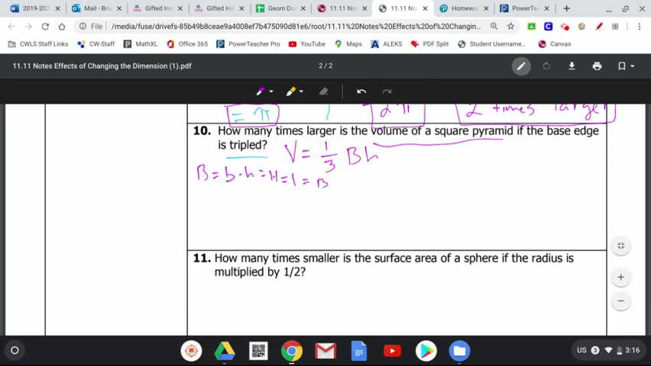That is the area of our base. And our height, we're just going to make 1 as well. So we're going to make the area of our base 1, and we're also going to make our height 1 as well. Okay? So when we do that, we plug in our volume formula. We're going to say volume equals 1/3 times 1 times 1.